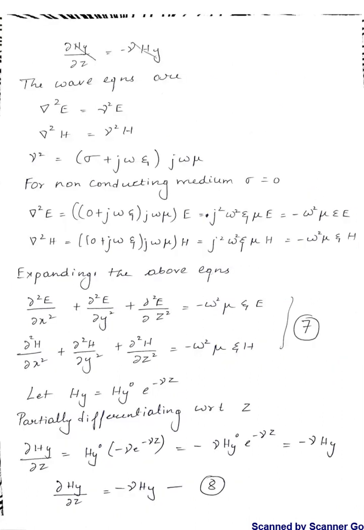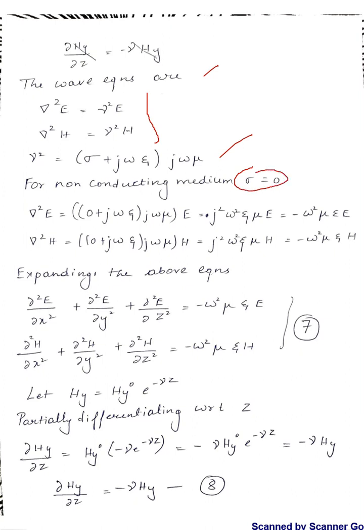So now, what we did in the applications of restrictions to Maxwell's equations is, next we found the wave equations. As we saw earlier, the wave equations are del square E is equal to gamma square E and del square H is equal to gamma square H. We also know that gamma square is equal to (sigma plus j omega epsilon) times j omega mu. For a non-conducting medium, the value of sigma will be equal to 0.